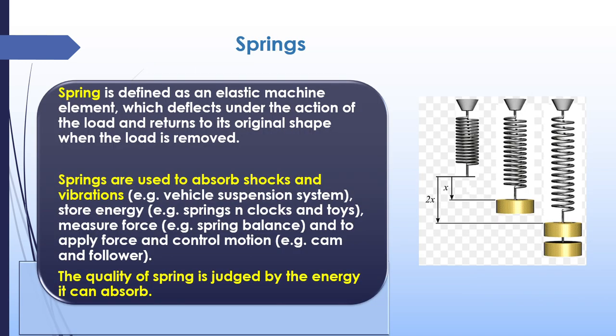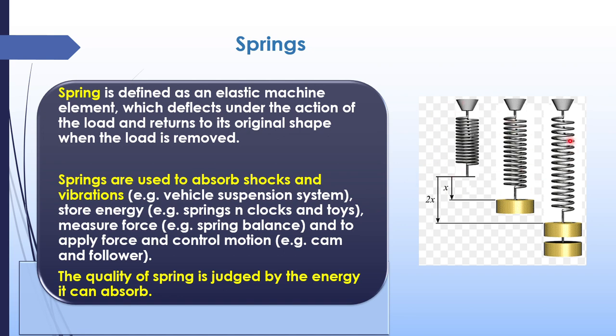Welcome all. In this particular lecture, we are moving on to the last part of the engineering mechanics syllabus, that is closed and open coiled springs. As we all know, a spring is an elastic machine element which deflects under the action of load. Whenever load is applied on a spring, it will deflect, and it returns back to its original position when we remove the load.